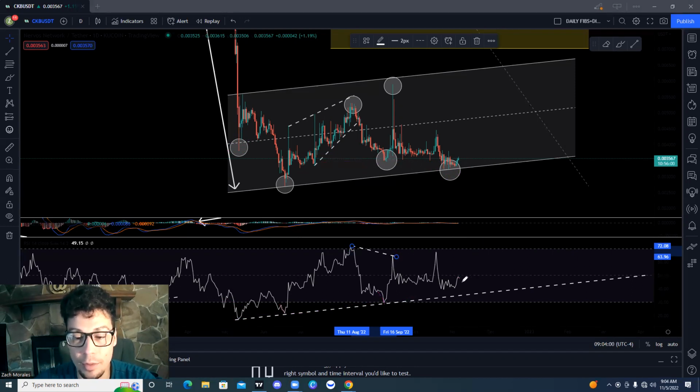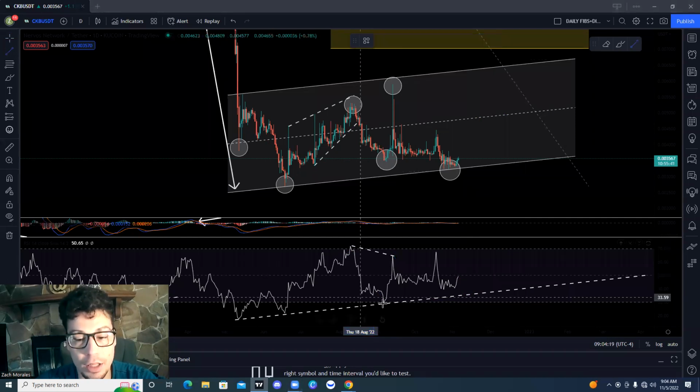If we do get a pullback, we have this relative strength trend line that we could look to see for a bounce, right? To save us. Now, if we break this, most likely we're going to be heading lower. And then we would break this channel right here, this bullish channel that we're currently in.